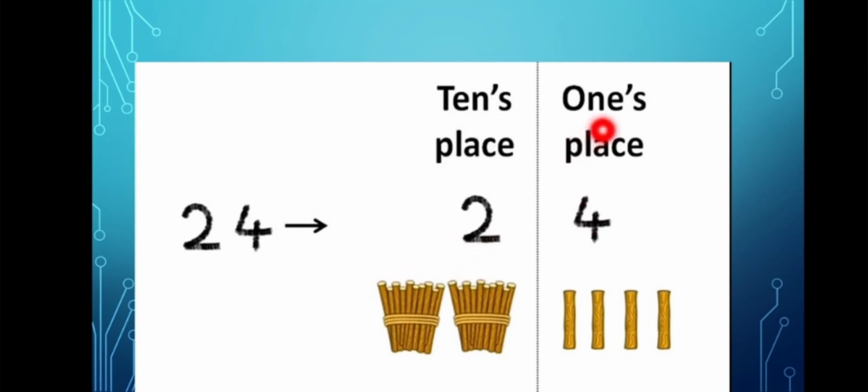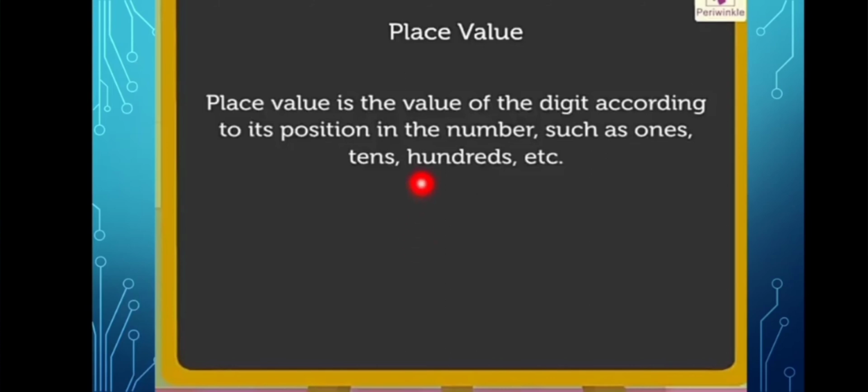So the ones place indicates the number of ones. In this case 4 ones are there, and the tens place indicates the number of tens. In this case 2 tens are there. So students, what is place value? Place value is the value of a digit according to its position in the number, such as ones, tens, hundreds, etc.